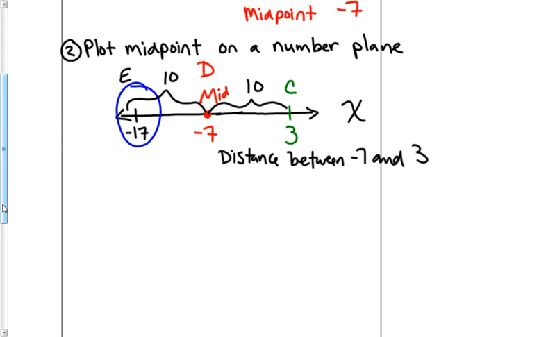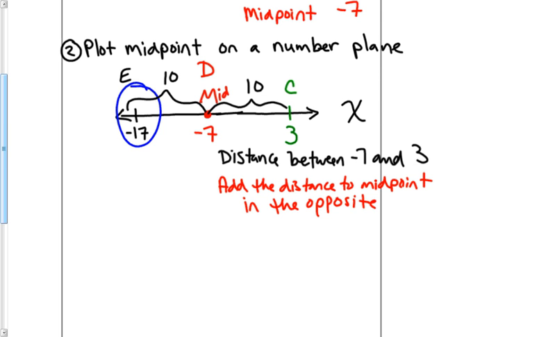So once I find this distance, I need to add the distance to the midpoint in the opposite direction. And doing that assures me that D is exactly in the middle of my segment. We're going to repeat this process now with the y values.